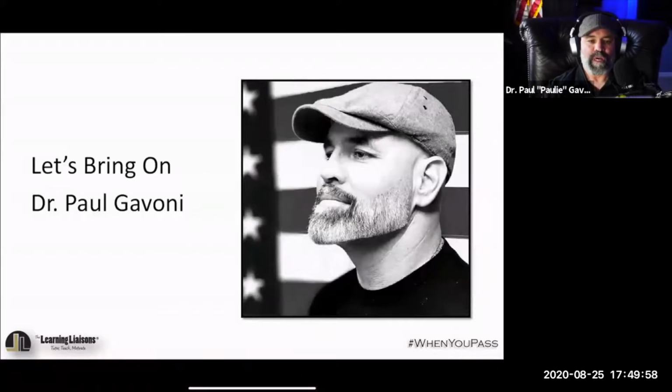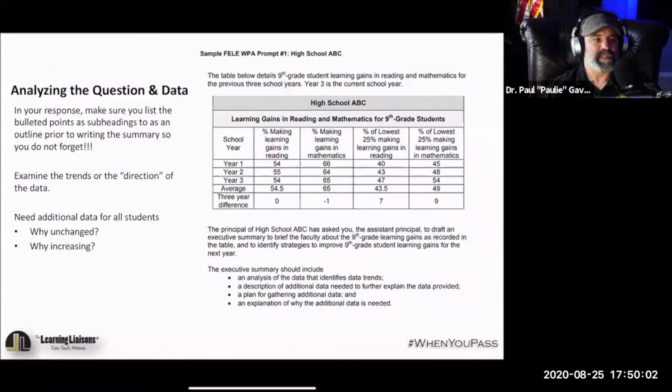Okay. So I want to dive right in. We're going to take a look at an example of what you might find on the FELE. Although it's different, this is structured based on some of the samples that the state has provided. For some people, this could look very confusing. Like, these are a lot of numbers, I don't know what to do with these. But we're going to break it down very simply.